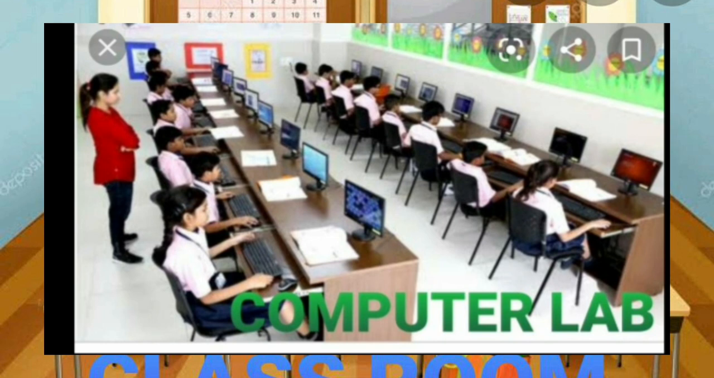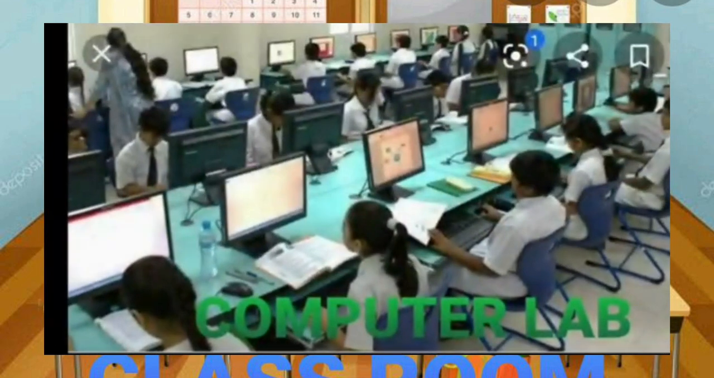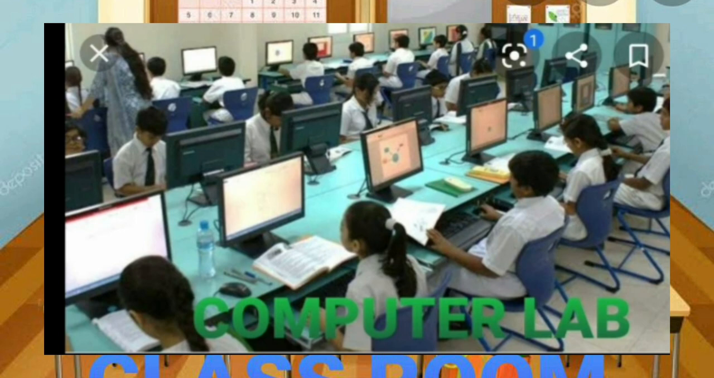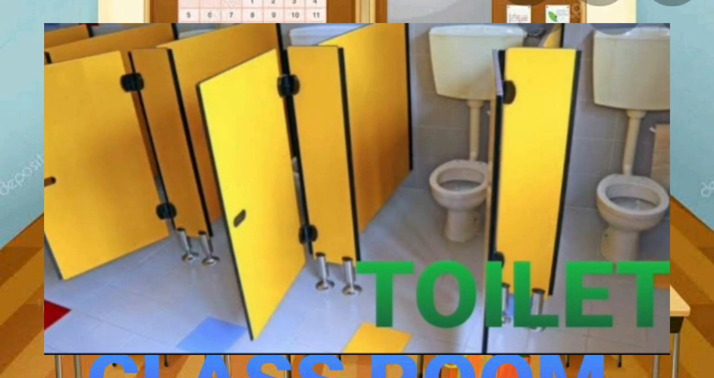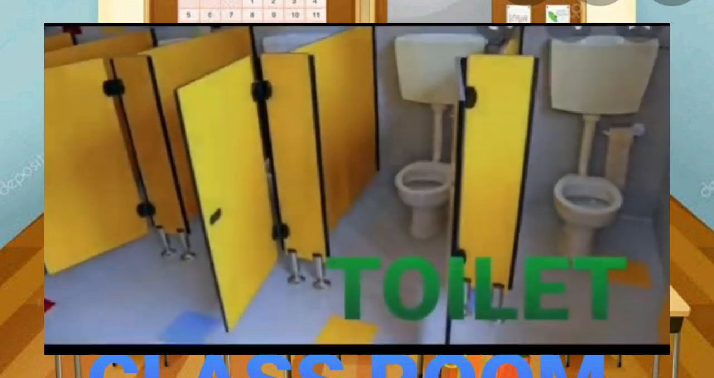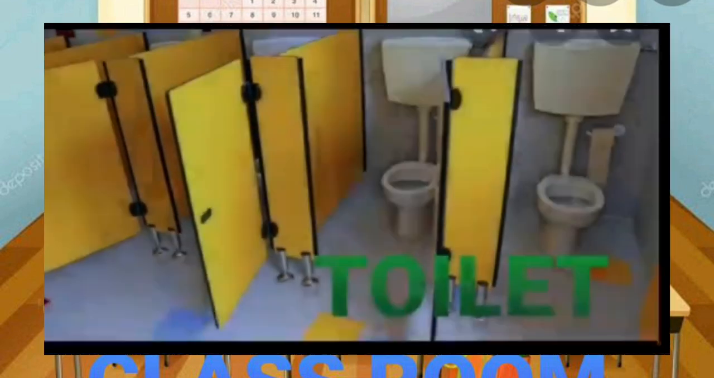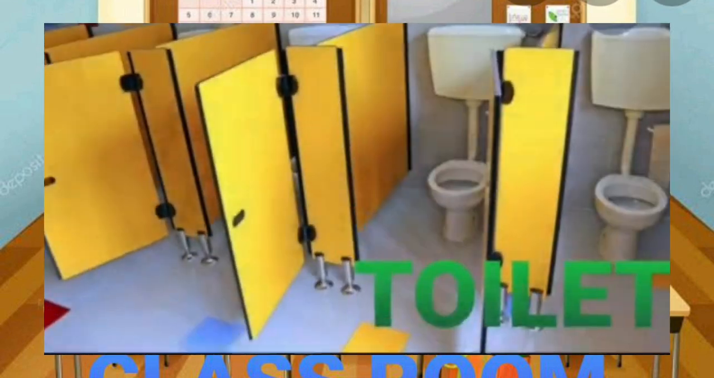This is a computer lab. We also have a very well furnished computer lab at our school. There is a computer for each student, one teacher to monitor, and also a projector and a smart board to teach the students. So this is a computer room for computer class. This is also a computer lab. Different computer labs are there in different schools. This is a toilet, so you can go there if you have a need.